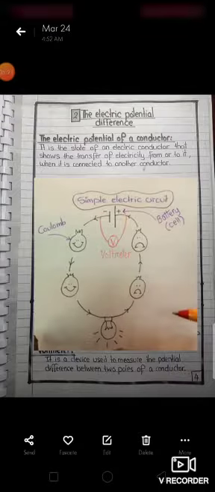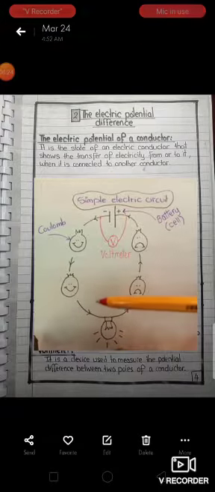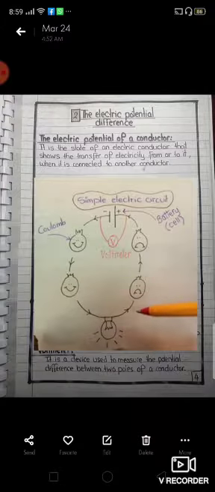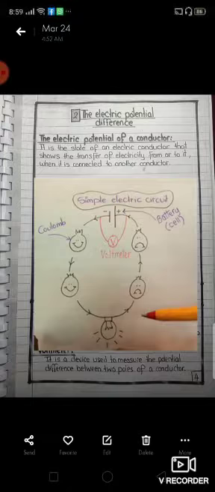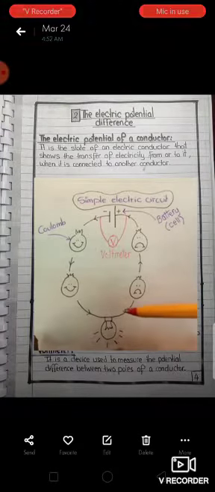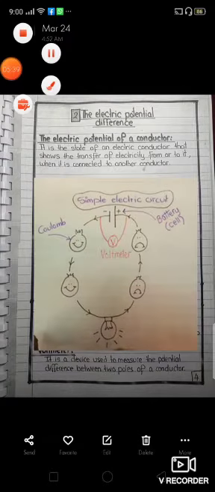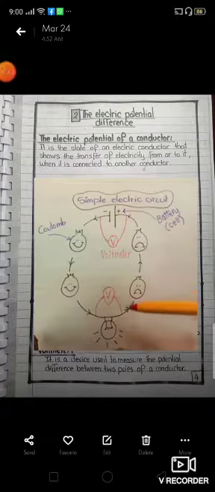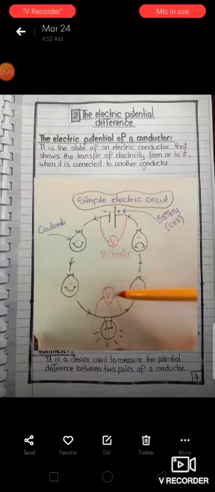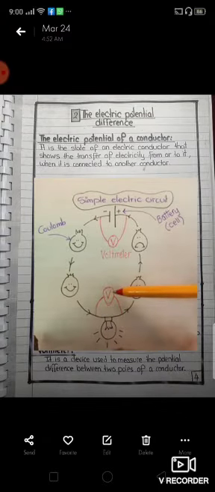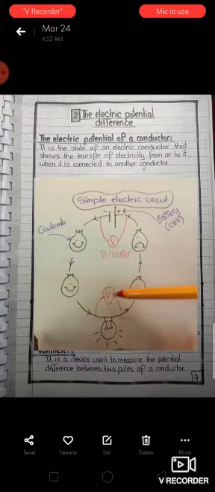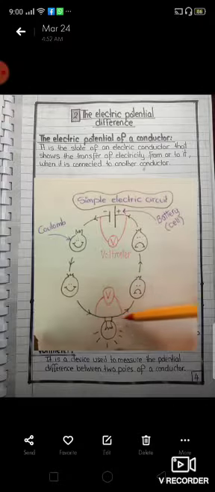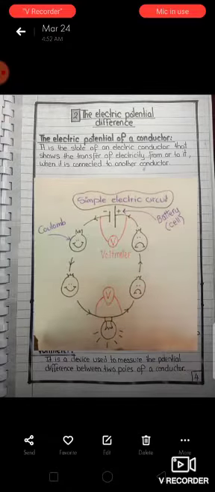Also, if we measure the difference of energy before and after the lamp, we will measure how many joules of energy is lost by each coulomb of electrons as it passes through the lamp. And also, if we want to do this, we must use the voltmeter to measure the potential difference around the lamp, and it also must be connected in parallel with the electric circuit.